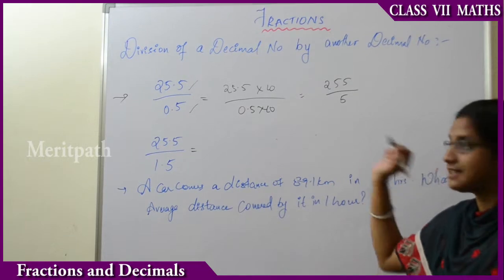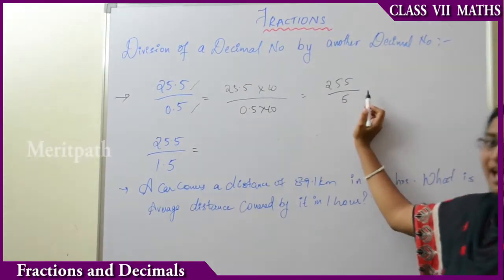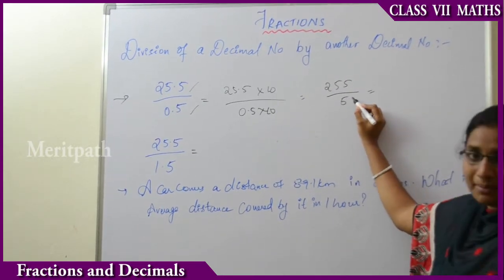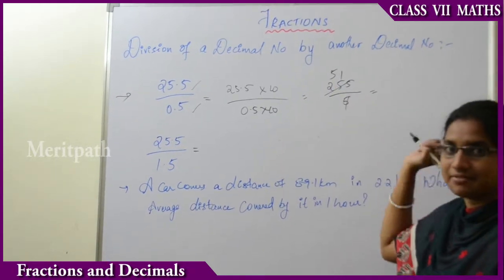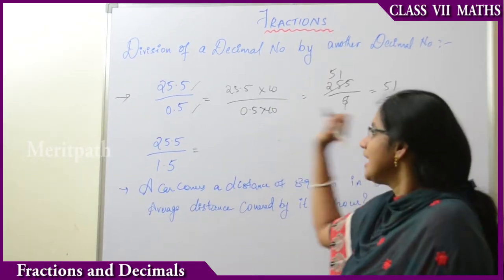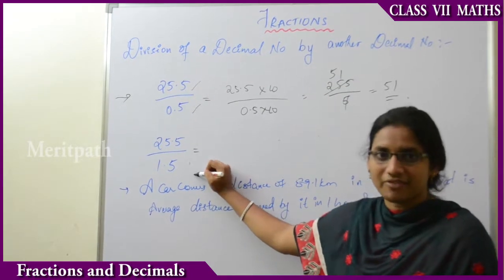Here you observe that the first step I did is conversion of a decimal number to a whole number, right? Now we will be dividing 255 by 5, that is 5 ones are 5, 5 fives are 25 and 5 ones are 5. Now the answer we got is 51. Okay. Now let us see one more example, that is 25.5 divided by 1.5.